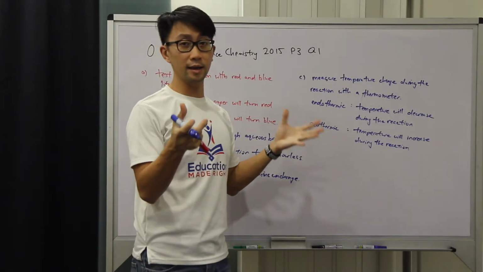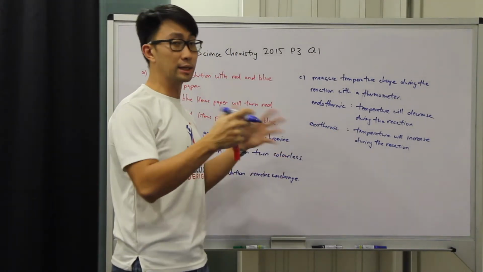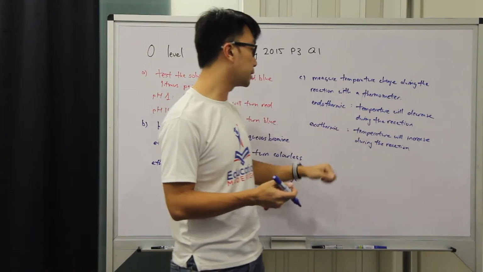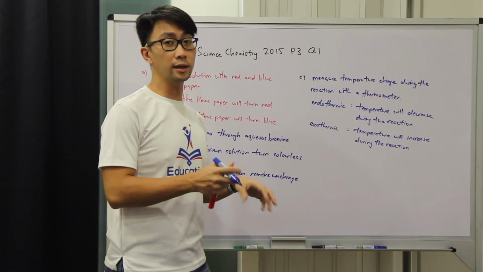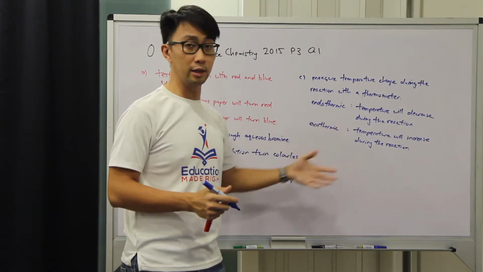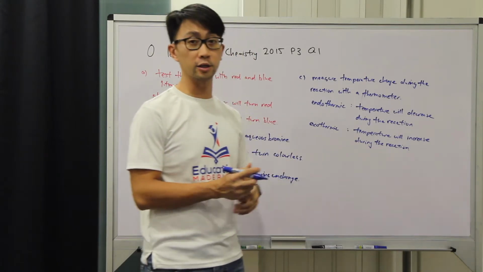Endothermic means that energy is being taken in from the surroundings, so the temperature of the solution will decrease. Whereas for exothermic, energy is being given out to the surroundings, and so the temperature of the solution will increase during the reaction.